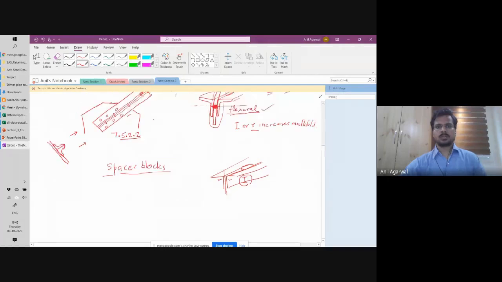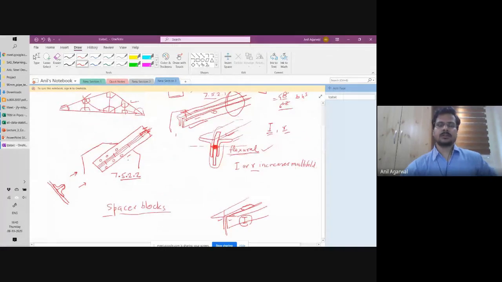Okay, but if the two members are stitched, or if they are connected to the same side of the gusset plate, in that case, typically you would not have a space in between. So you don't need the spacer blocks, and then you can tie the two legs together directly without having to provide any spacer block. Right?